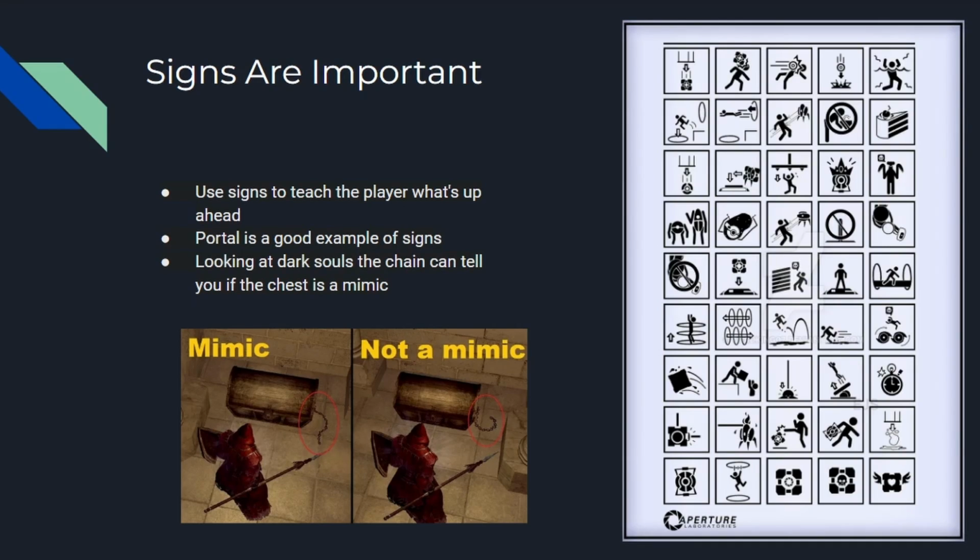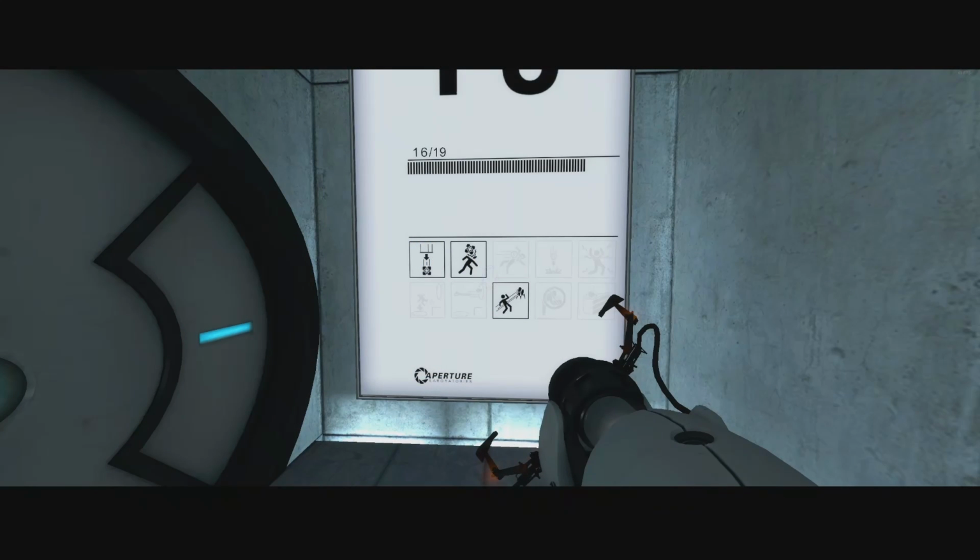Next is signs, and signs are really important. Signs are something that can teach the player what's up ahead. Portal is an awesome example of signs. If you look over on the right, I have a bunch of different Portal symbols, and each one of them actually means something. You have one here for a bridge, you have one here for GLaDOS, you have one here for what looks like a machine that's going to kill you, another one that's going to kill you, a stomping thing that's going to kill you. You see what I mean? And they all kind of teach you what to expect in that level. They allow you to look at something and go, oh, I know what's up next.